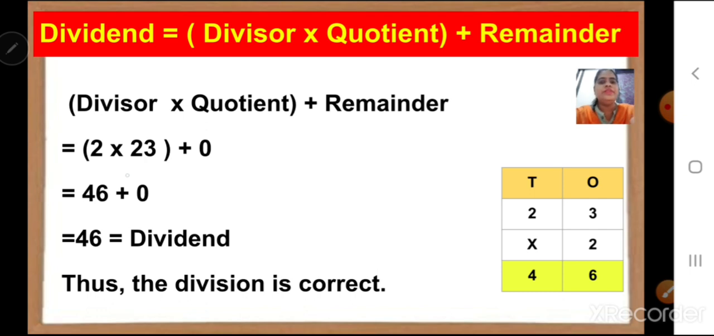Then we are going to multiply 2 into 23. Children, you are going to multiply it on your own. Draw a line there and you can do the multiplication in your rough column, which is equal to 46. 46 plus 0 is equal to 46, which is equal to dividend. Thus, the division is correct. Write down all the steps properly.